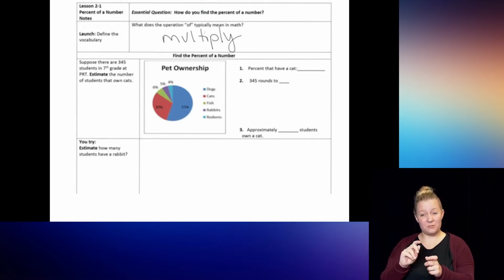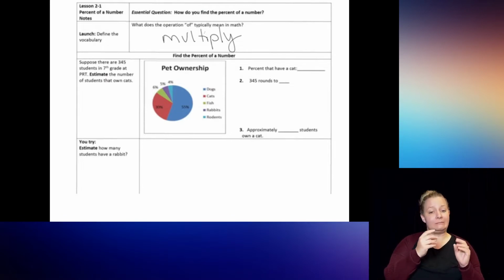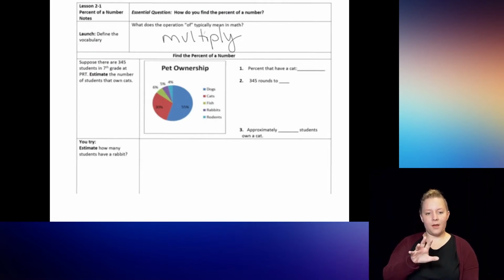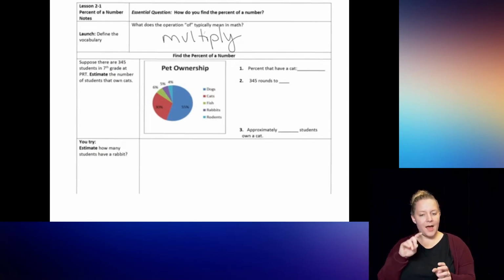But before we jump into finding actual percents, let's do one more review on estimates. Right here, this is a survey on pet ownership. Out of 345 students in 7th grade at PRT, I want to know about how many of them own cats. So read this graph and fill it in with me. What percent have a cat? Well, you have to learn how to read a key. Cats are here, the red blocks, so you look here, that is 30%. Whenever you write percents, you do need to put your percent sign with it to get credit.